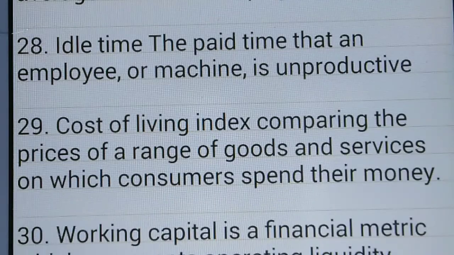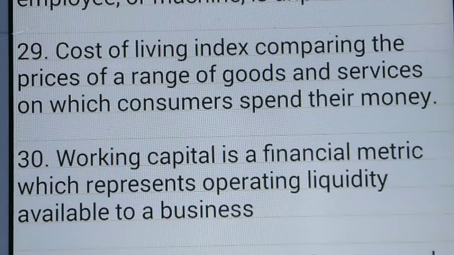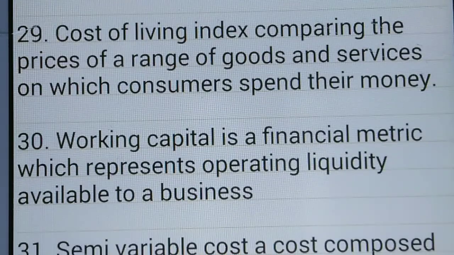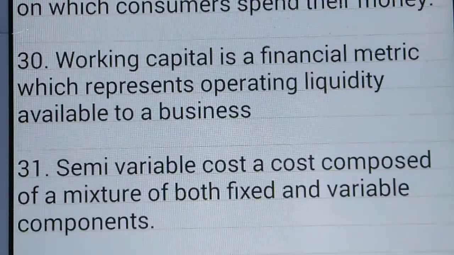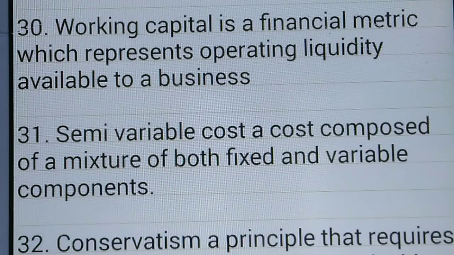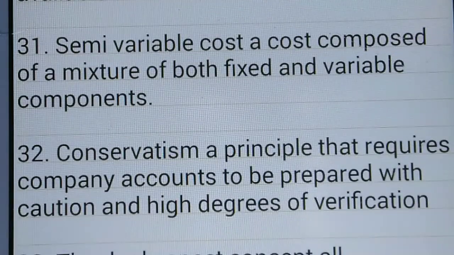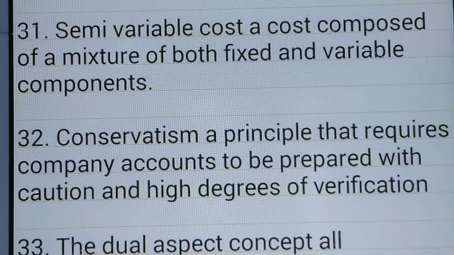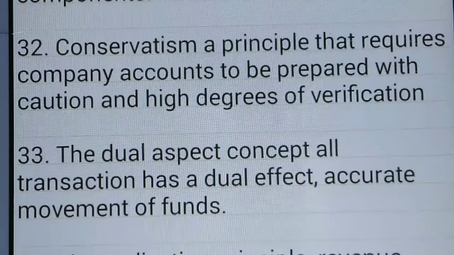Idle time, the paid time that an employee or machine is unproductive. Cost of living index compares the prices of a range of goods and services on which consumers spend their money. Working capital is a financial metric which represents operating liquidity available to a business. Semi-variable cost, a cost composed of a mixture of both fixed and variable components.